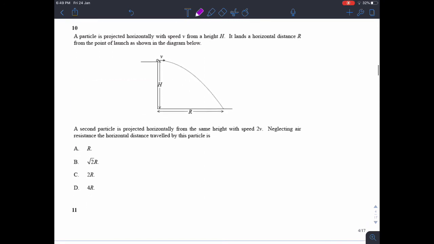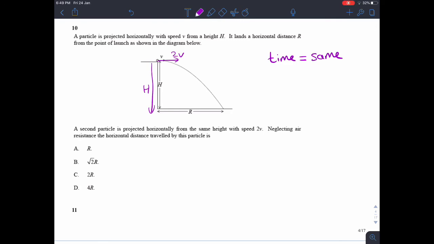Question number 10. A particle is projected horizontally with speed v from height h. It lands a horizontal distance r from the point of launch. Then a second particle is launched from the same height with a speed 2v. Neglecting air resistance, how far does it travel? Well, remember that the amount of time that it's in the air is dictated only by the vertical height, h. So the time is going to stay the same. So if the time is staying the same, remember there's no air resistance in this example.